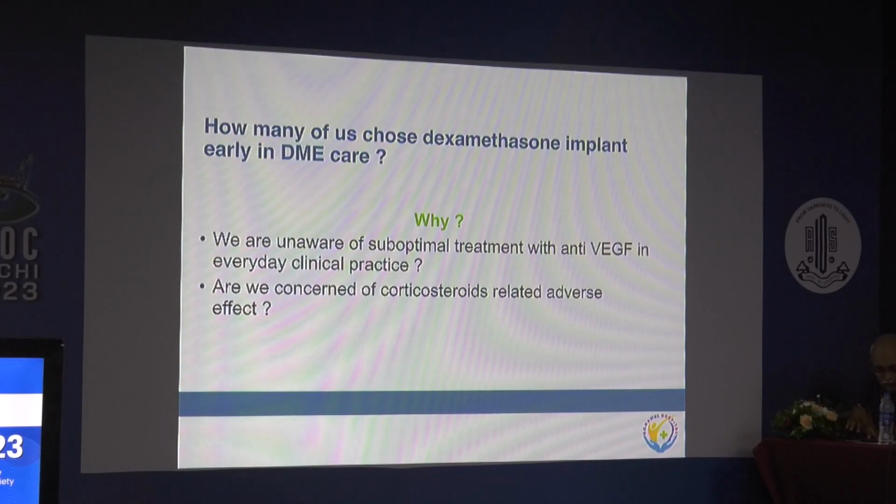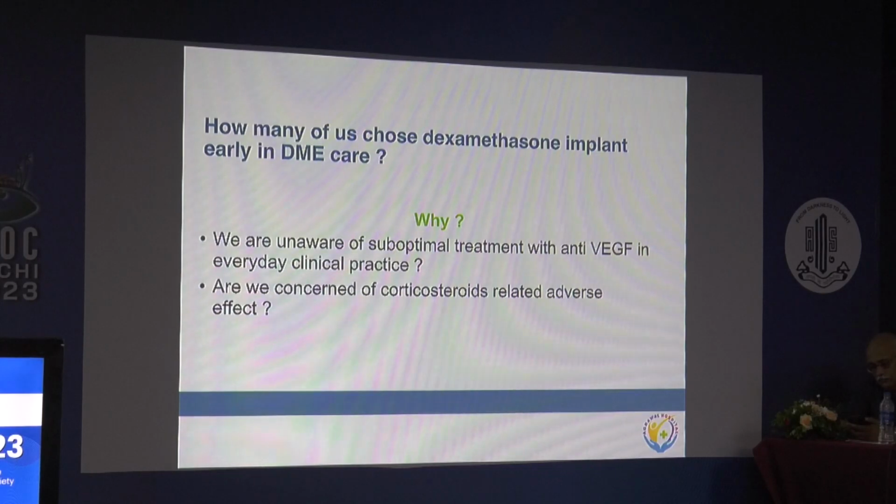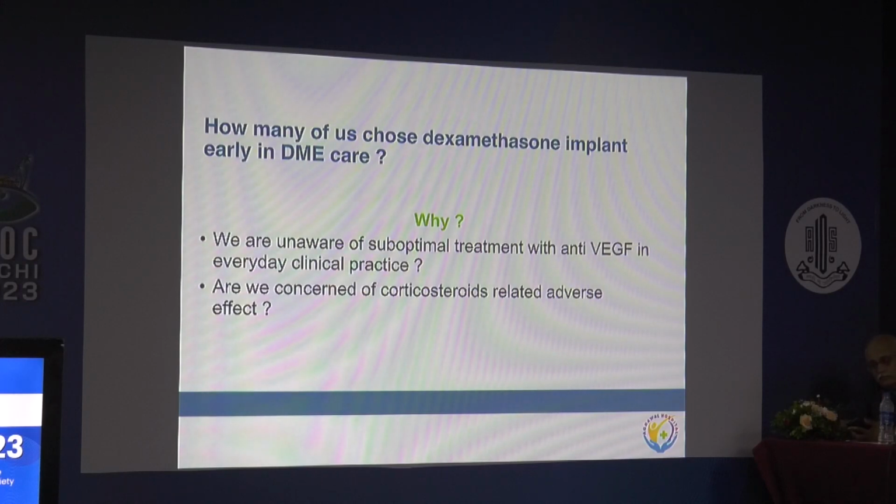So the question is, how many of us choose steroid implants early in DME care? We are always talking of anti-VEGFs. Why not dexamethasone implants or steroids? Firstly, we are ourselves unaware of the suboptimal effect of anti-VEGF in our everyday clinical practice. We give so many anti-VEGFs every day, and we do not compare the effect and follow the patients. We say the CST is decreasing but the vision is not improving, it's okay, we'll continue with anti-VEGFs. Or are we concerned with the side effects of steroids, whether it is IOP rise or cataractogenesis?